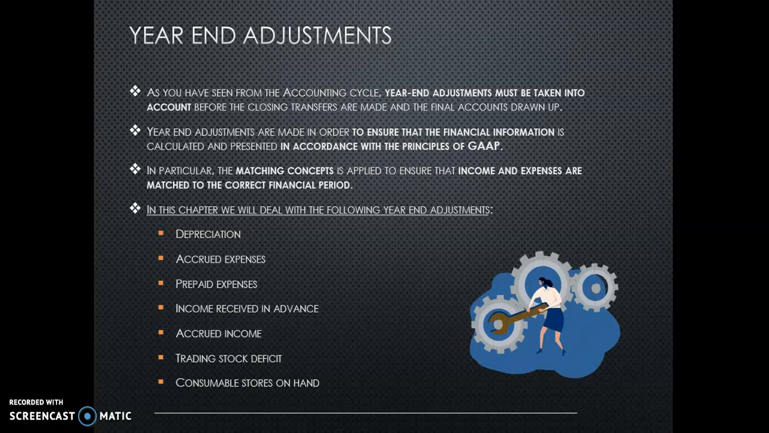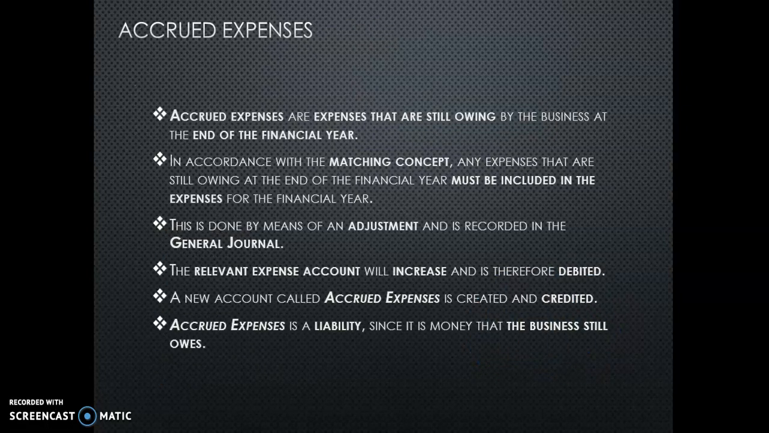So moving on to the accrued expenses. Accrued expenses are expenses that are still owed by the business at the end of the financial year. So, because you have the matching concept, these expenses were incurred in your current financial year, they must be included in your current financial year. You do this by an adjustment at the end of the year, and this goes in the general journal. Remember that with journals, unless it's for something specific, like CPJs for cash payments, DJs for debtors journal, and the CAJs for credit allowance, there's no specific journal for adjustments, so it goes in the general journal.